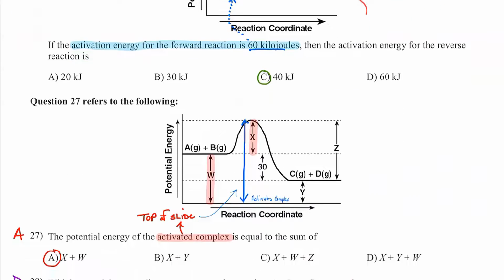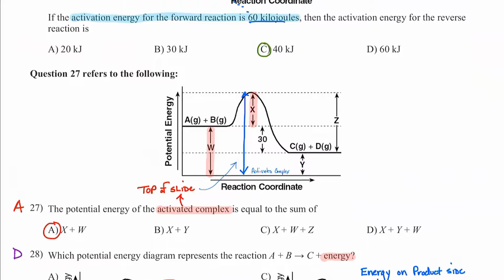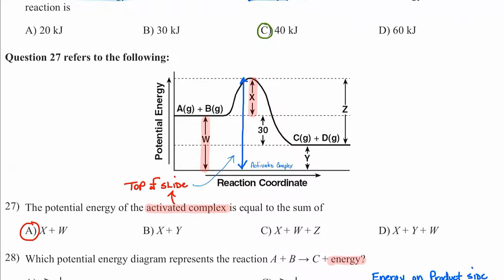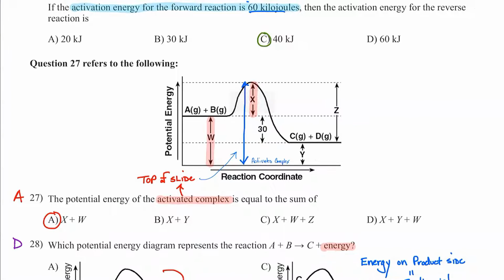Okay, number 27 could be challenging. They want the potential energy of the activated complex. Don't get lost in potential energy. They're all potential. The activated complex is the energy to the top of the slide. It's kind of like the height that I would fall when I get to the top. It's total energy, total distance from the bottom. It's that blue line here. And so what's going to give me that?